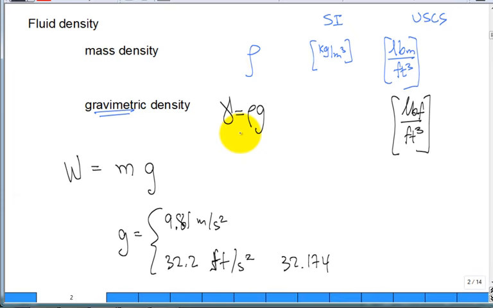And in the SI units, rho times g would give you how much weight there is per cubic meter. So what do I put here in the numerator for the SI units for the gravimetric density or the weight density of a fluid? Newtons. So newtons per cubic meter or pound force per cubic foot.